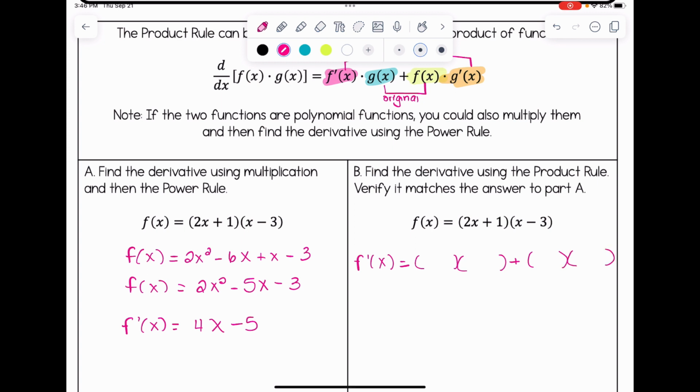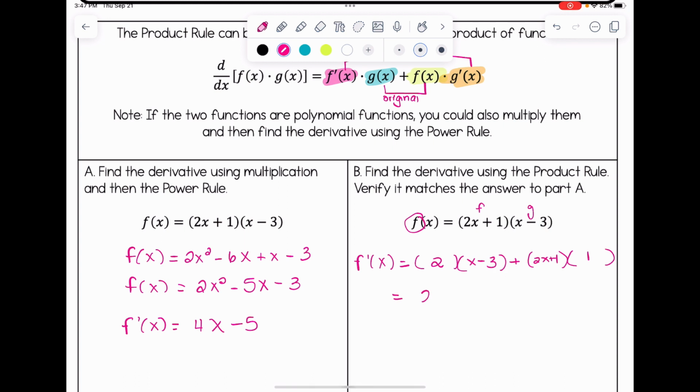So the first is derivative of the first term. So the derivative of 2x plus 1 is 2 times the second term plus the first term times the derivative of the second. Okay. I know there's an f of x here. If it helps you to put these as like f and g, you can, or you could always just think about it as the first function and the second function. All right, let's simplify this here.